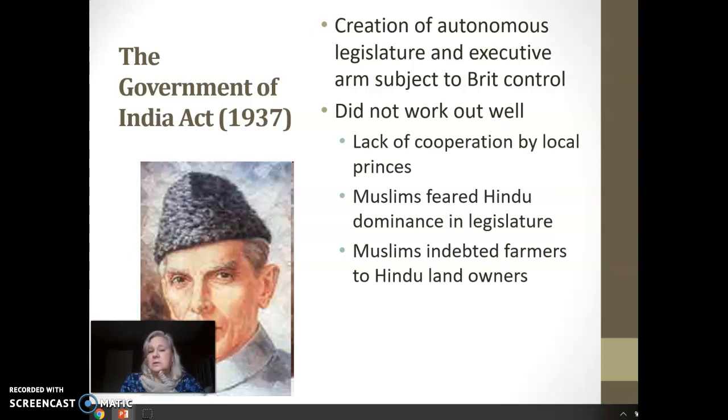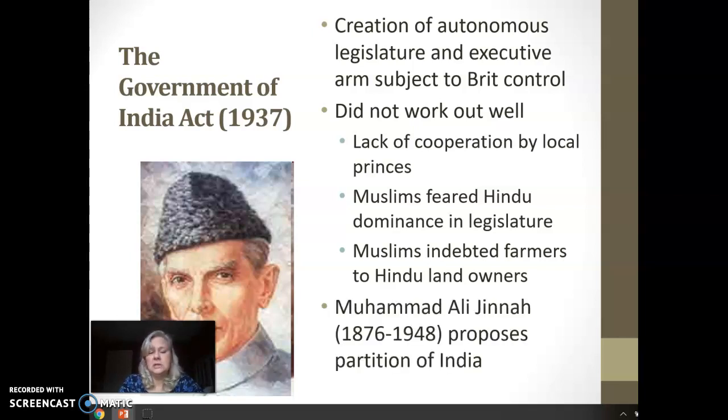First of all, there were still a lot of local princes who did not want to agree to joining this local autonomous legislature and executive arm. There were still Muslims who feared the Hindu dominance in the legislature, and also many Muslims were actually indebted farmers to Hindu landowners. You can read more about that in your textbook, but overall, this wasn't looking like a good solution for the Muslim population in India.